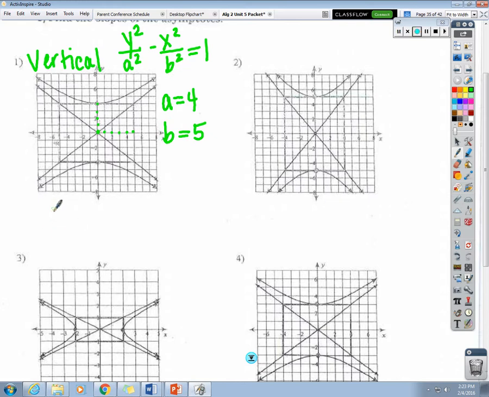Okay, so now we have y squared over a squared. Well, what is a squared? 16. Minus x squared over b squared. What is b squared? 25 equals 1. Okay, now we need to know the slopes of the asymptote. Well, we know it's plus or minus because there's 2 of them, and one of them is positive, one of them is negative. And then since it's a vertical hyperbola, it's what over what? A over b, so 4 over 5. So this horizontal is b over a.